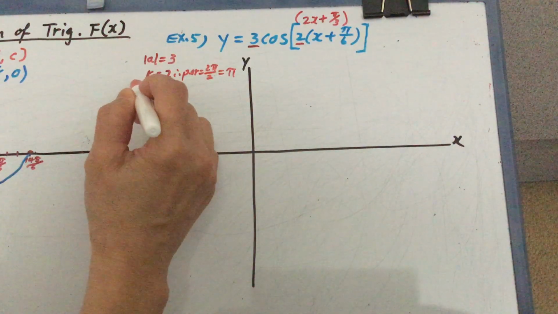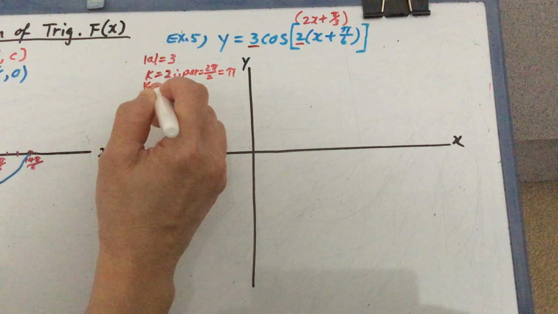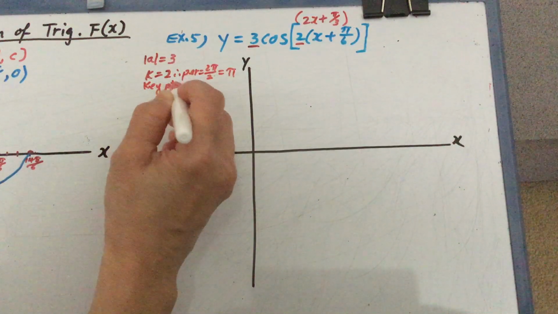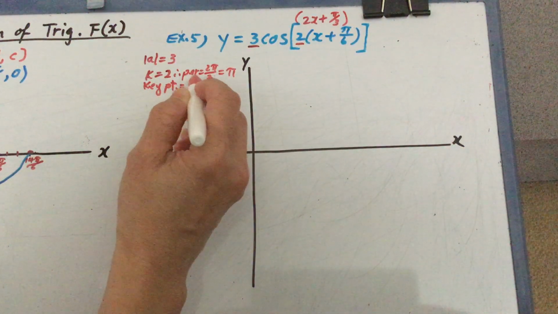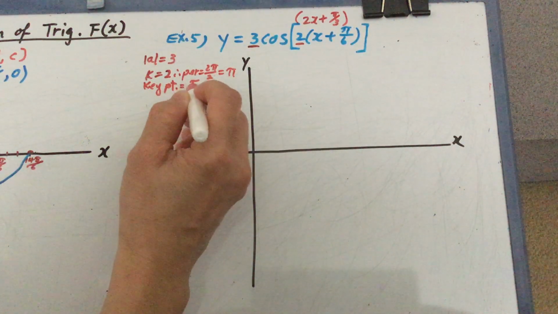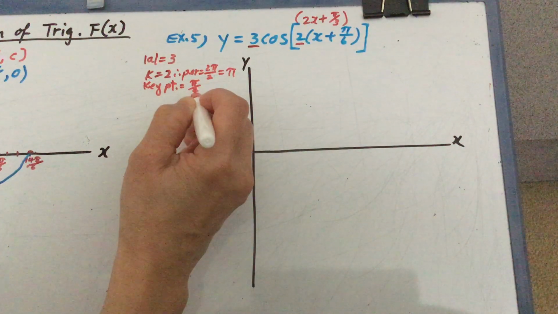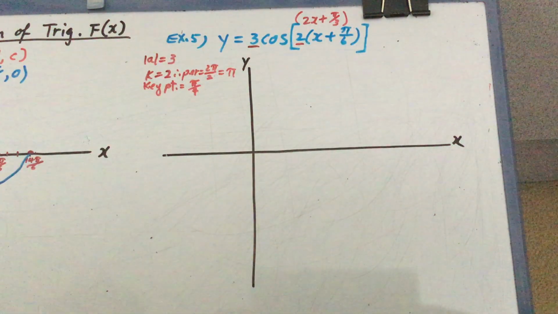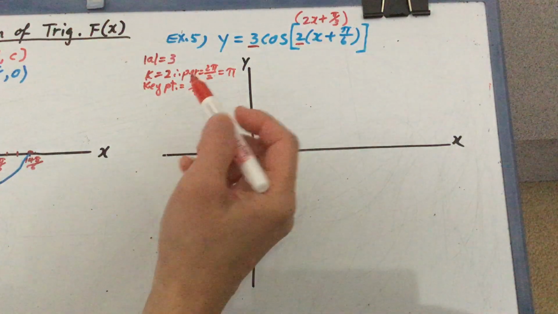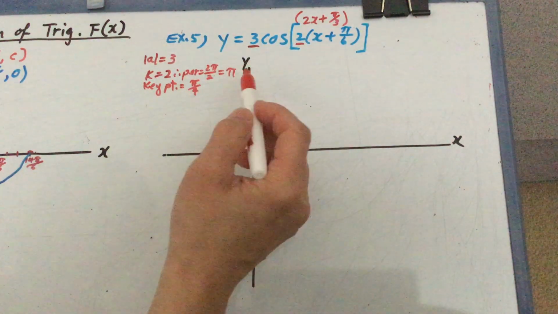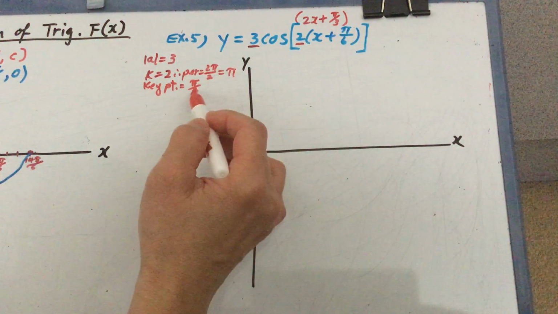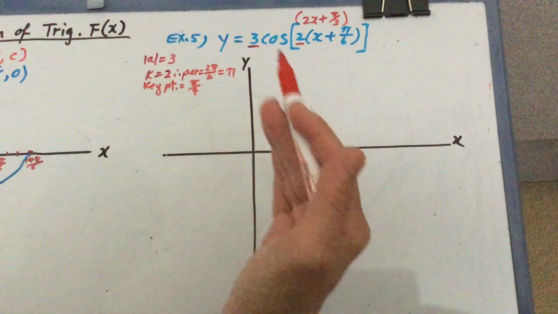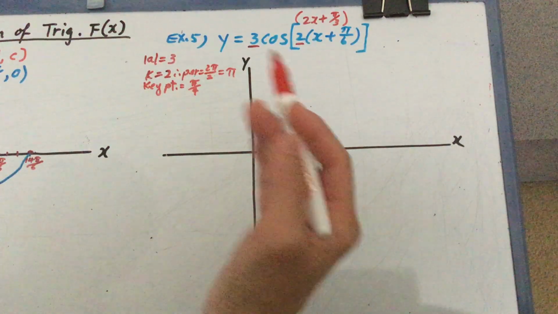So therefore, the key points. How often are the key points happening? Well, we always take the period, which is pi, divided by 4. So we should see the key points happening every pi over 4. Okay, we take the period divided by 4, because every period you always get 4 equal parts.